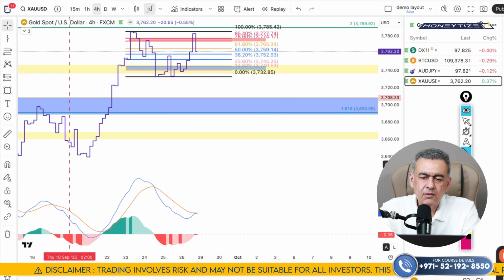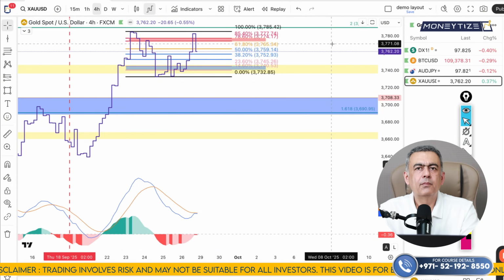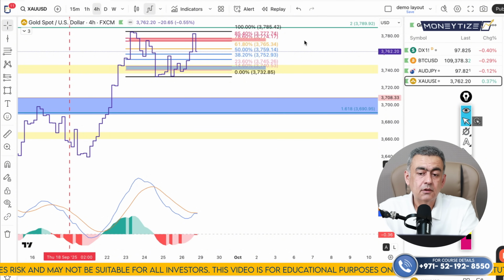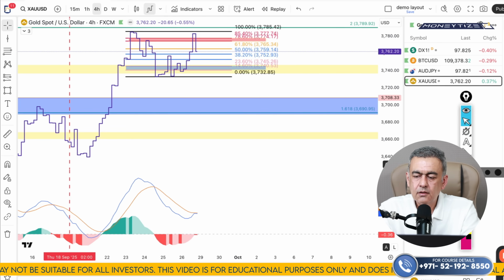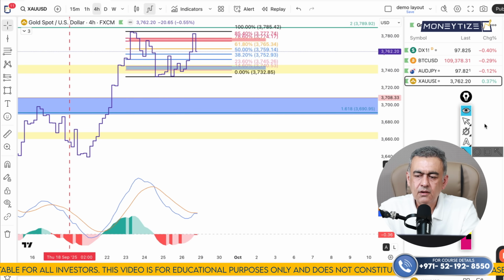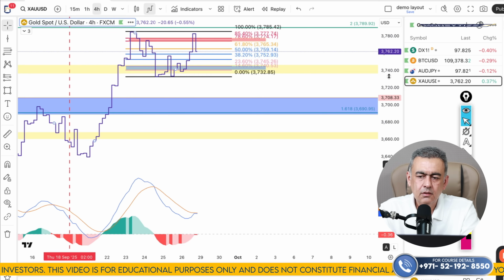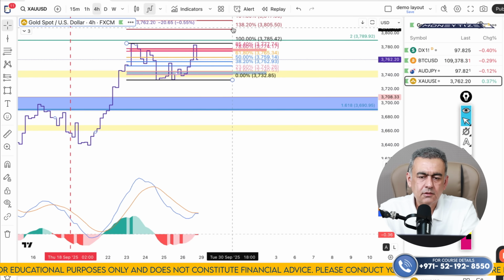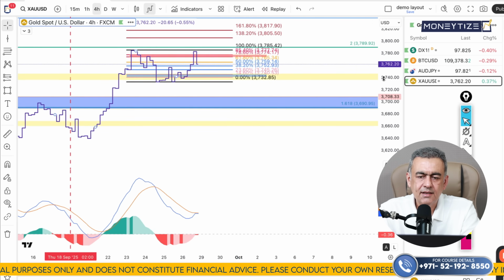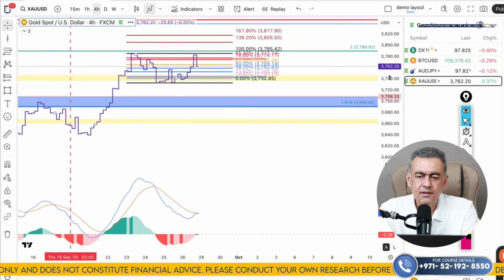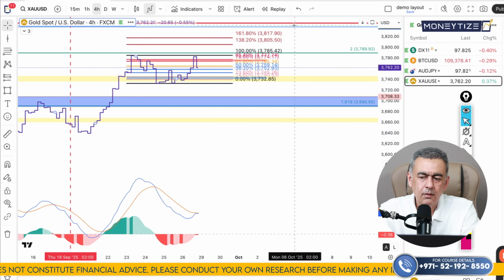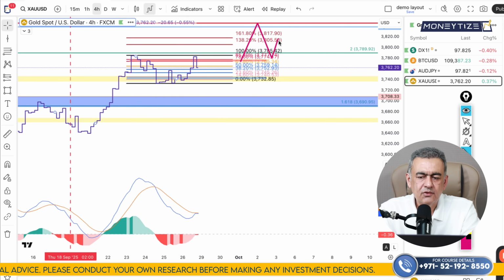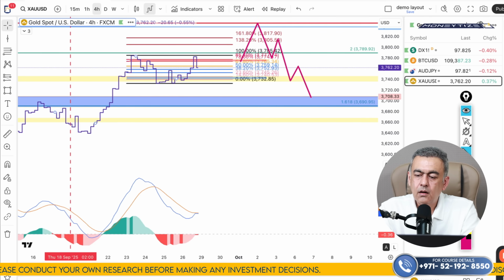So we have two probabilities in the current week: either prior to the NFP day, which is on Friday, 3rd of October, we can see continuation in the rally, and if the numbers are in favor of dollar, then we can see prior to the NFP day 3805 or 3817 and ultimately 3833 to be done, completed as the target, and then we can see a pullback towards 3690.